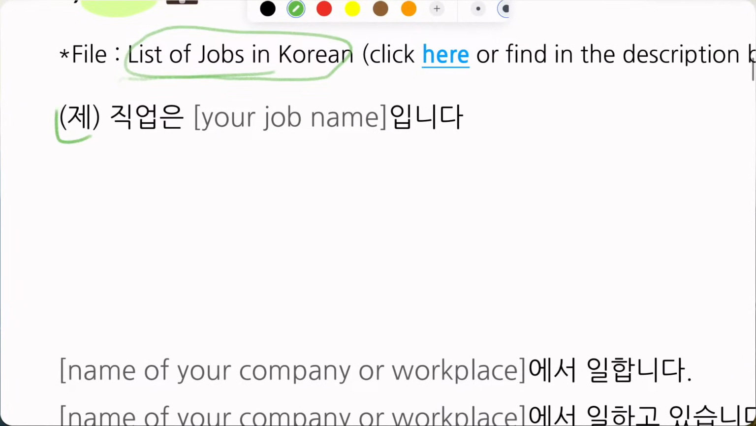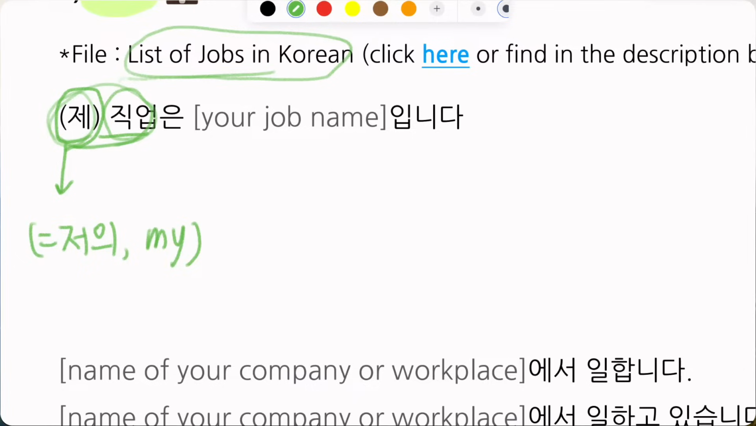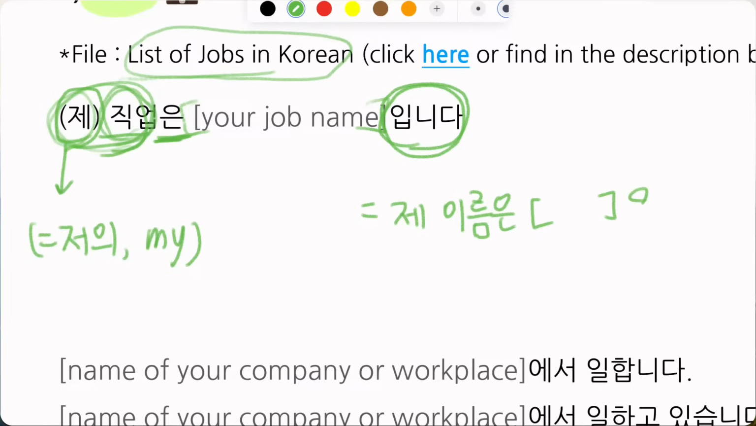You can say 제 직업은. So 제, we learned what 제 is, right? It's shortened form of 저의, which means my. So 저의 직업은 my job. 직업 means job, guys. My job, topping marker, 입니다, is your job name. So it's pretty much the same structure as 제 이름은 blank입니다, right?